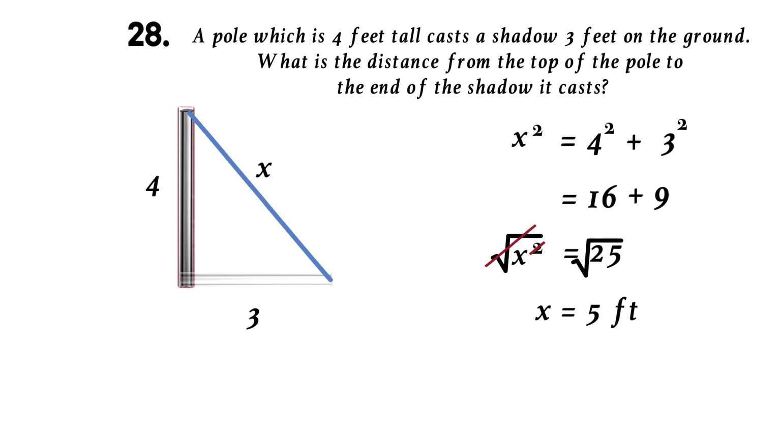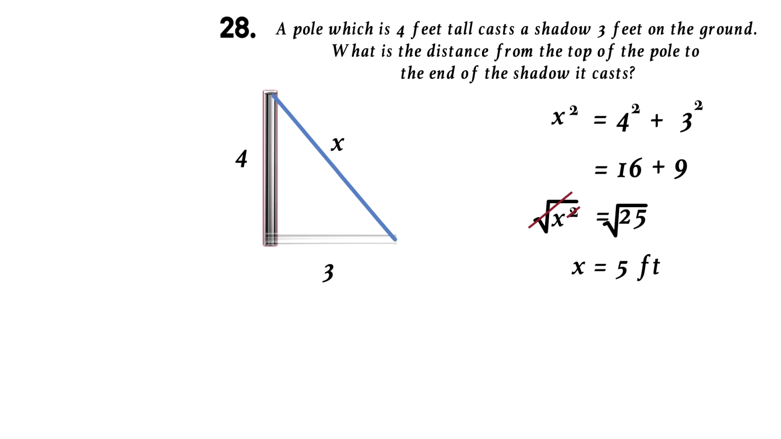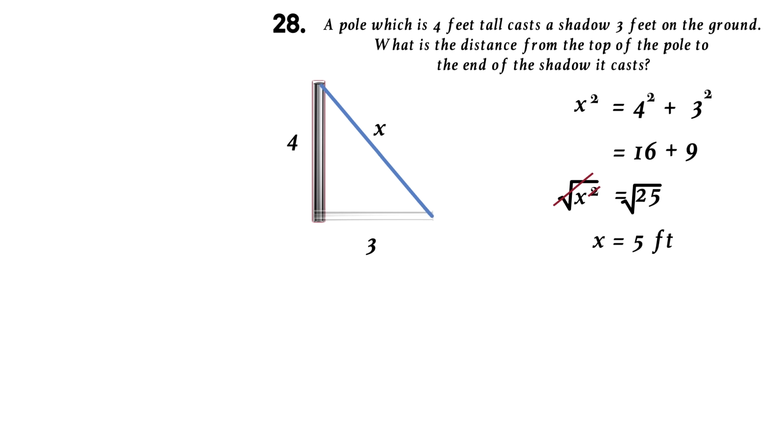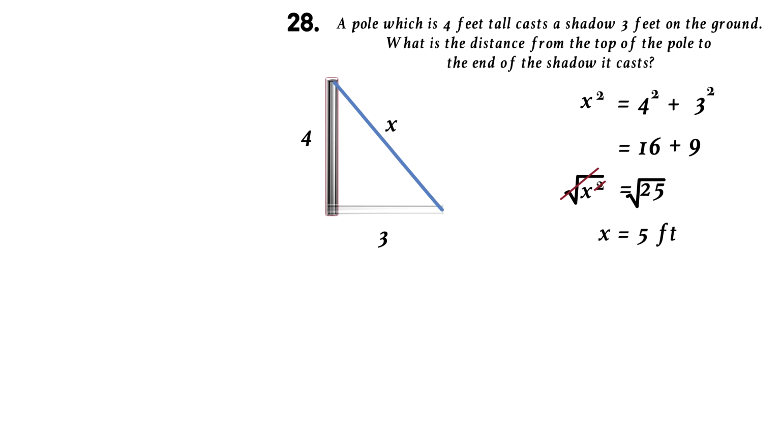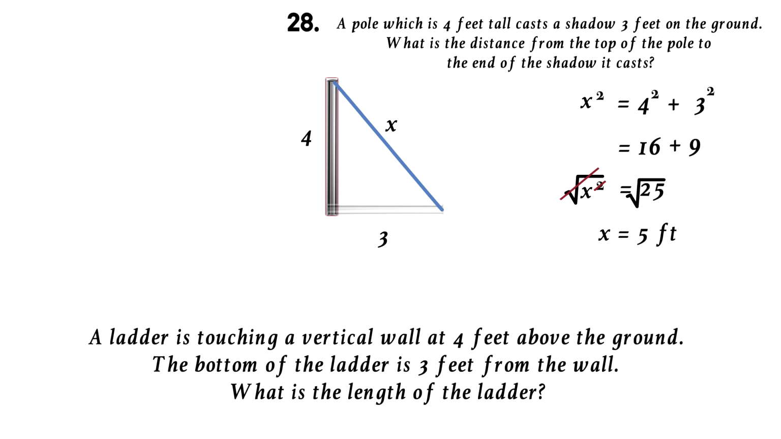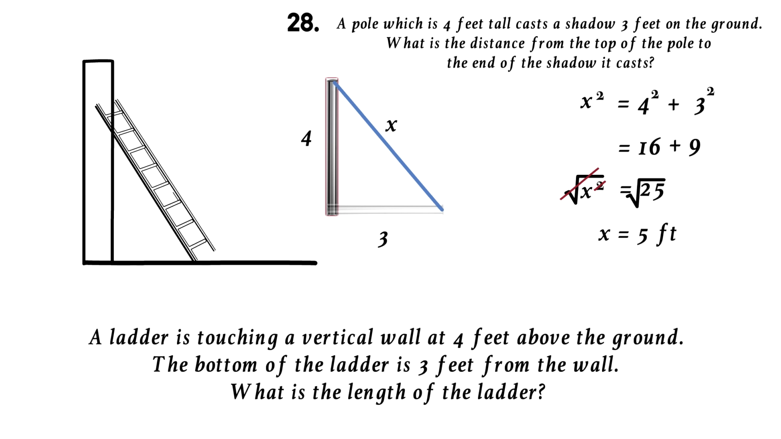Another very common kind of setup used in GED is the ladder on the wall. A ladder is touching a vertical wall at 4 feet above the ground. The bottom of the ladder is 3 feet from the wall. What is the length of the ladder? So the diagram will look like this.